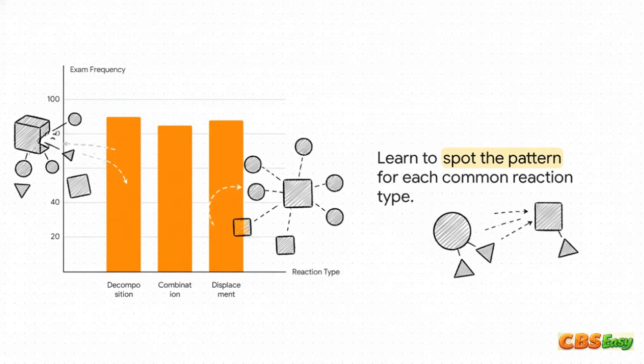A combination reaction is the opposite. It starts with a few things that come together to form just one. And a displacement reaction is all about a swap. Once you see these basic structures, you can identify them instantly.